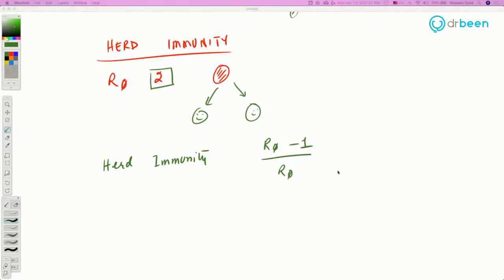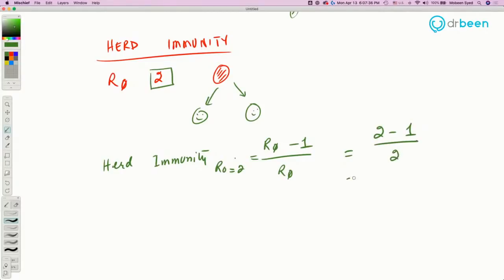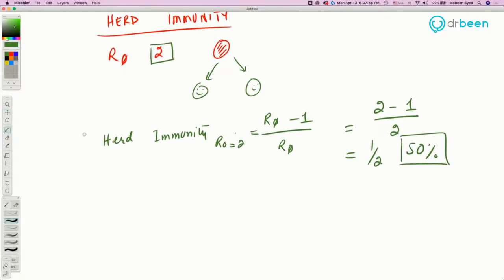So first, let's see that if the virus has R naught of 2, then the herd immunity formula is R naught minus 1 divided by R naught. That would be 2 minus 1 divided by 2. That is 1/2, or 50% of the population needs to be immunized, needs to be immune. That immunity can be acquired by vaccination, or that immunity can be acquired by half of the population becoming sick. So keep this in mind. I'll do some math further. Let's assume that the R naught is 3.